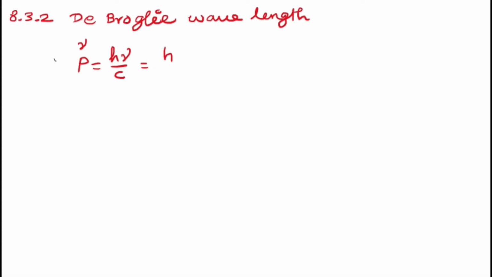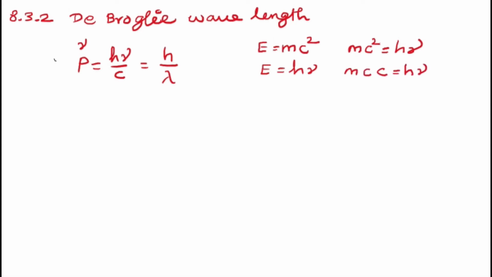h by lambda. So how does this equation come about? The first is Einstein's equation, E equal to mc square, and another equation is E equal to h nu. So equate these two equations. So mc square is equal to h nu, and m into c, we are taking these terms as P. This Pc is equal to h nu and P is equal to h nu by c.